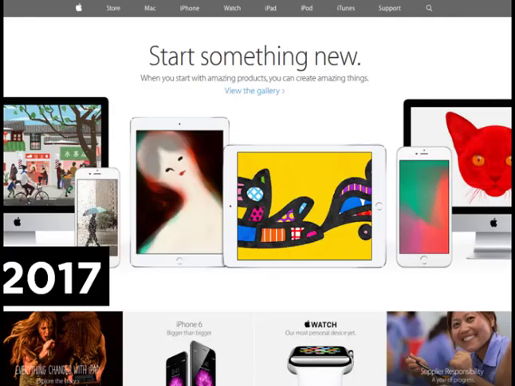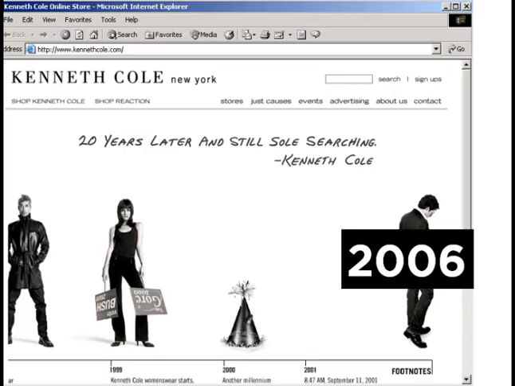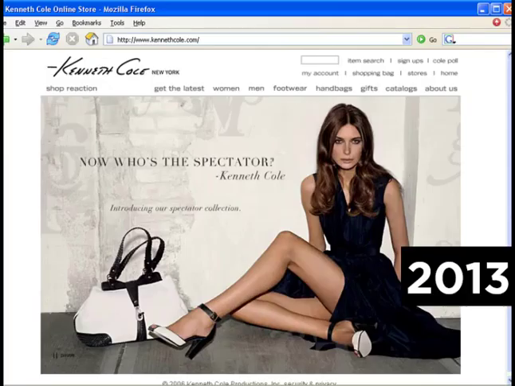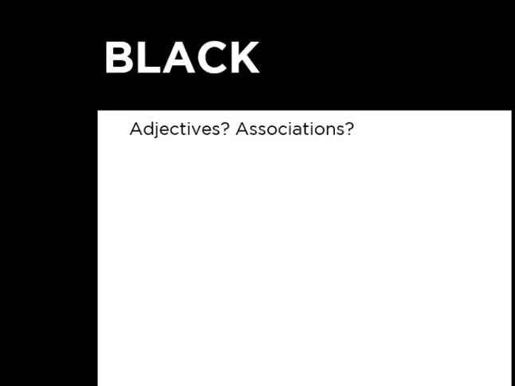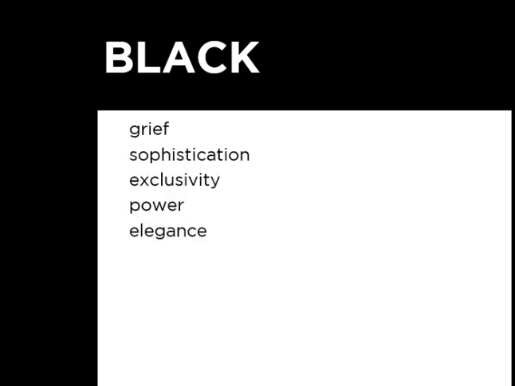In the past, Apple used a lot of white across their website. Kenneth Cole has always leaned on a white and black color scheme, here in 2006 and in 2013. How about black? Associations, adjectives. Black is complex and is associated with everything from grief and mourning to sophistication and elegance.